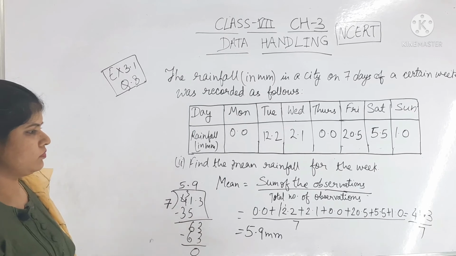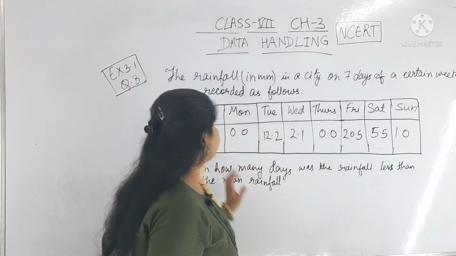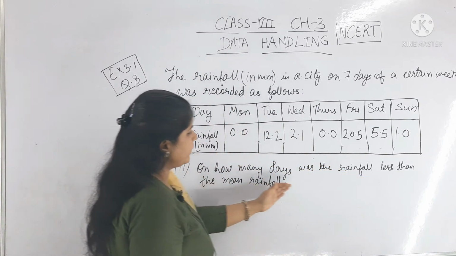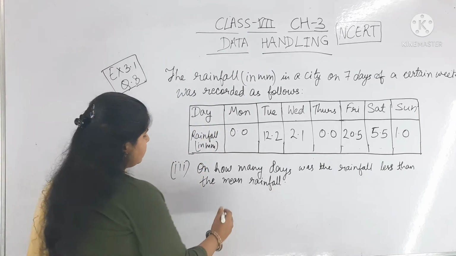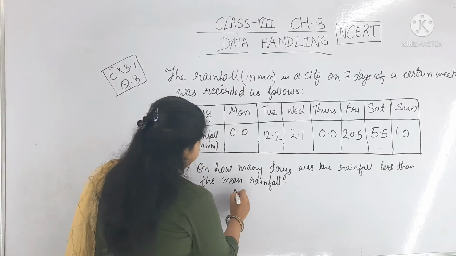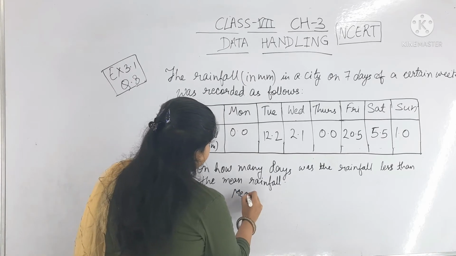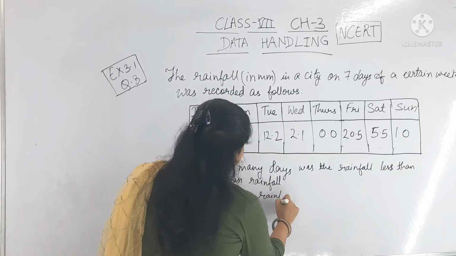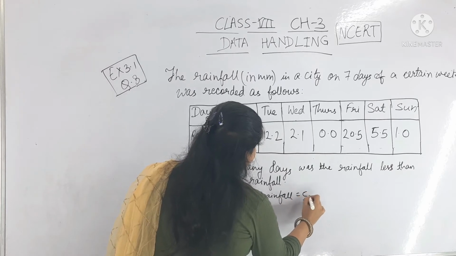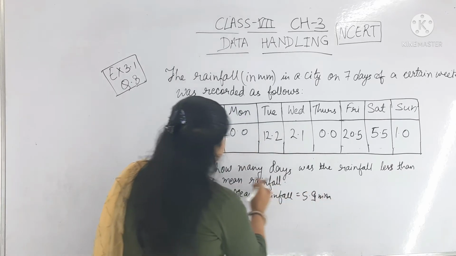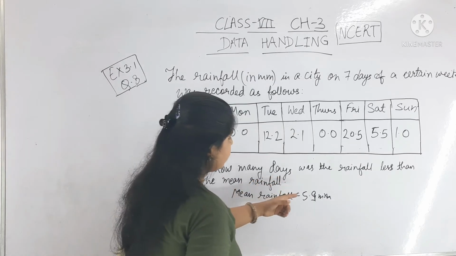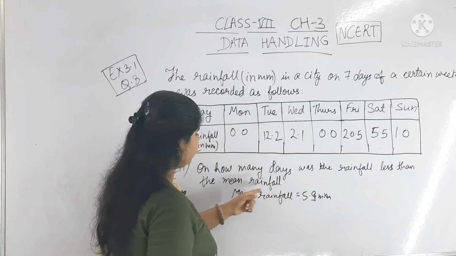Okay, this is the last part for question number 8. On how many days was the rainfall less than the mean rainfall? We had observed the mean rainfall in part 2. What is it? It is 5.9 mm. So we have to write on how many days was the rainfall less than the mean rainfall.